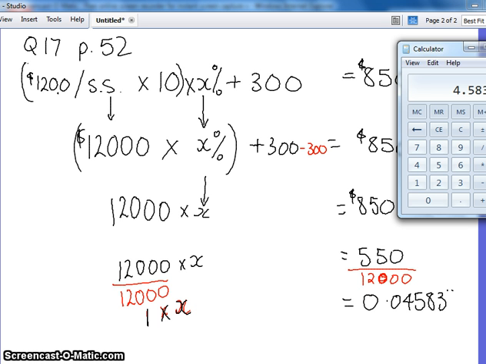Would you work for 4.58%? Well, it's 4.58% of 12,000. What should it equal? It should equal 550, shouldn't it?